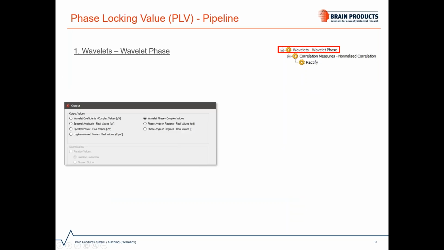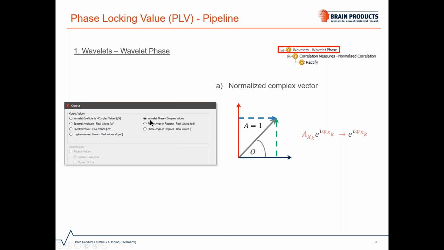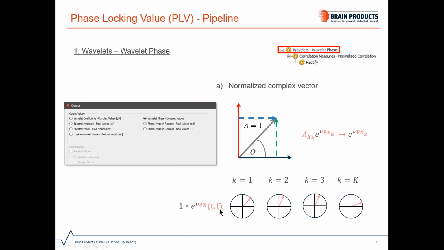In Analyzer, we do not have a dedicated transformation to compute the phase locking value, but we can follow a small pipeline with only 3 processing steps to arrive at the PLV, the phase locking value. The first step is to perform the wavelet transformation, along with the options to choose wavelet phase. This output is already the normalized complex vector. So for each time point and frequency, and for each segment, we have complex wavelet coefficients that all have an amplitude of 1.